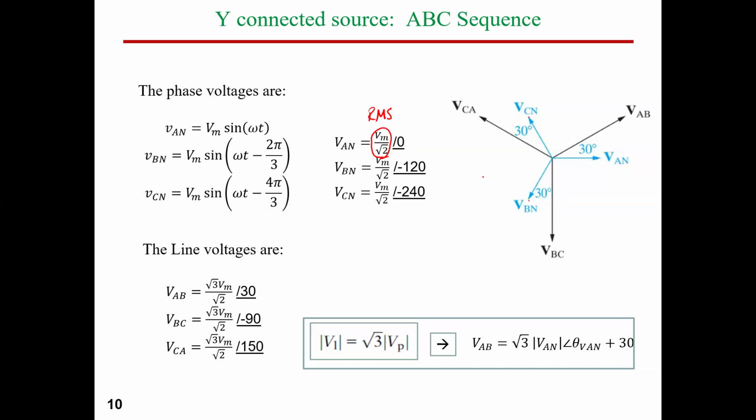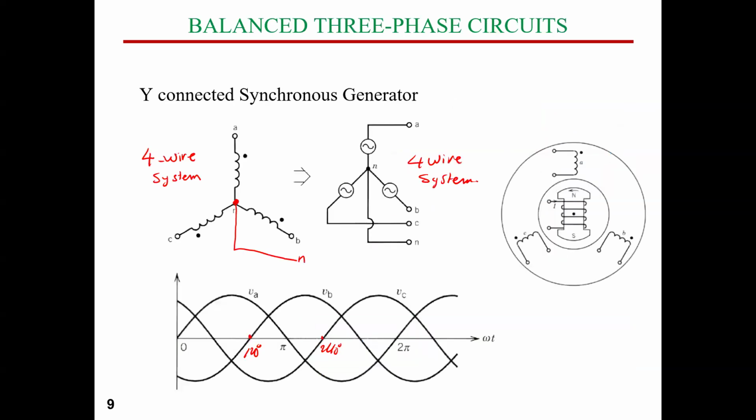What are the line voltages? If you would like to get line voltage from phase voltage in Y connection, simply if we go back to the circuit here, I have here VAN, and this is here VBN. If you would like to get VAB, it's going to be this loop. So this means VAN minus VBN.